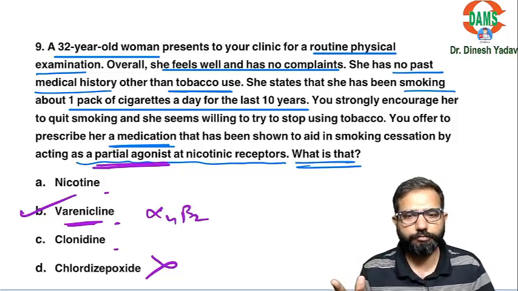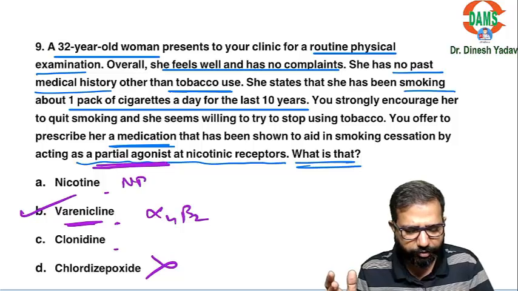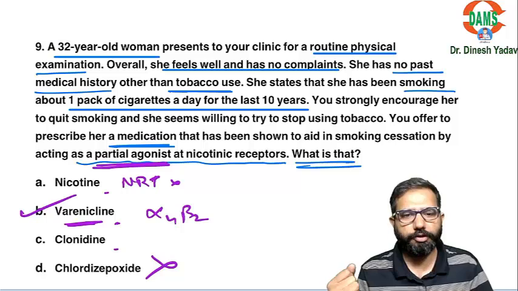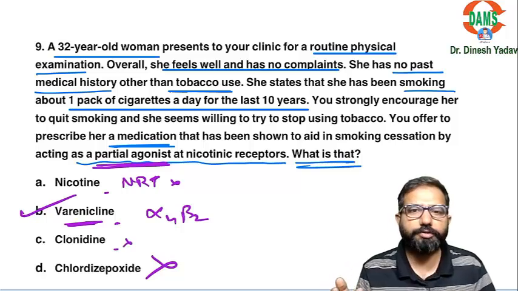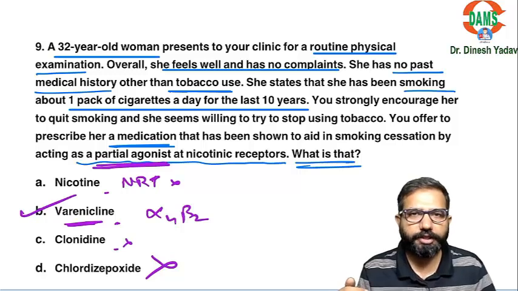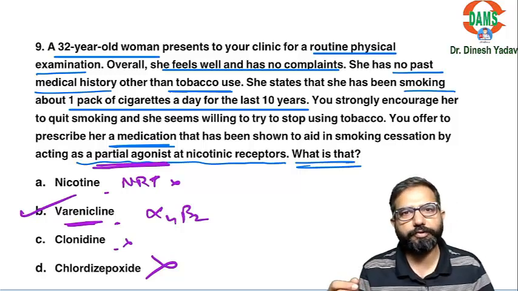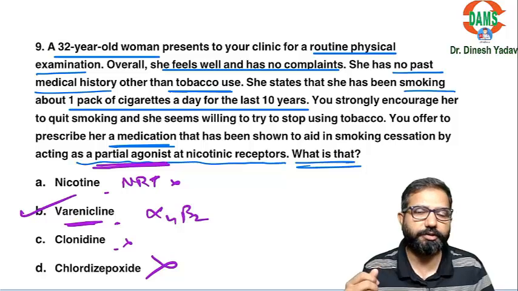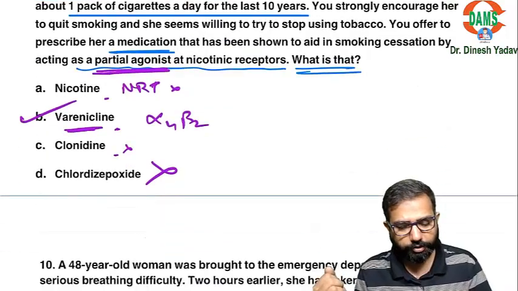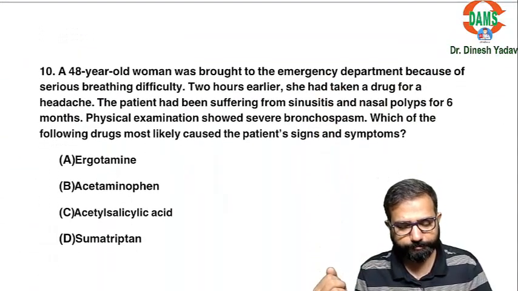Best drug. Nicotine can be used as NRT, nicotine replacement therapy, but that is not a partial agonist, that is a full agonist. Clonidine is an alpha 2 agonist, a central sympatholytic, and decreases the urge to smoke. But varenicline is the best drug. Varenicline, NRT, clonidine, bupropion: these drugs we use for anti-smoking purposes.